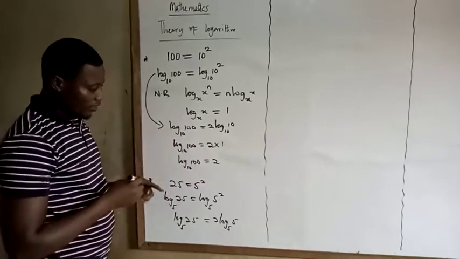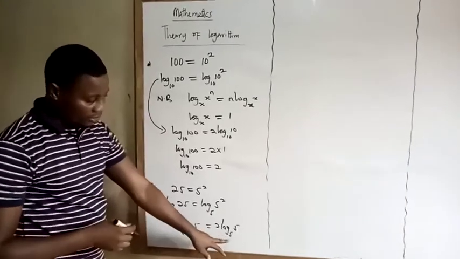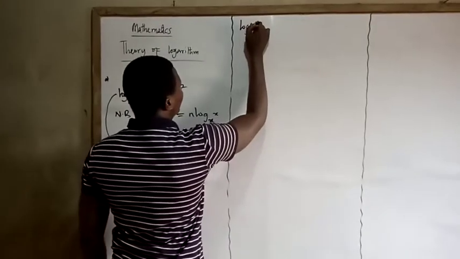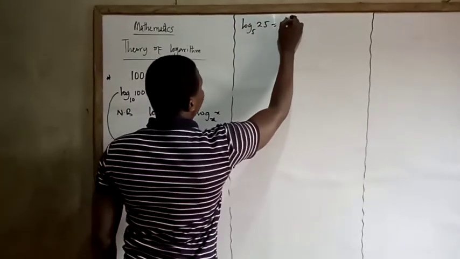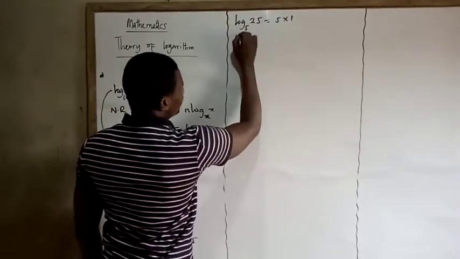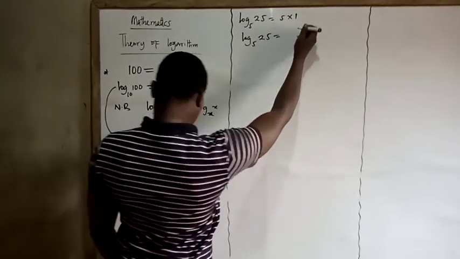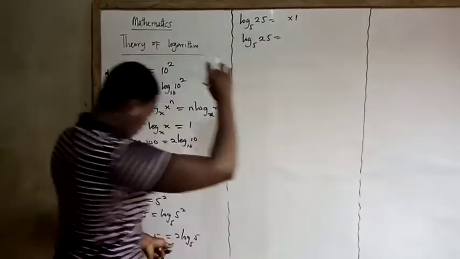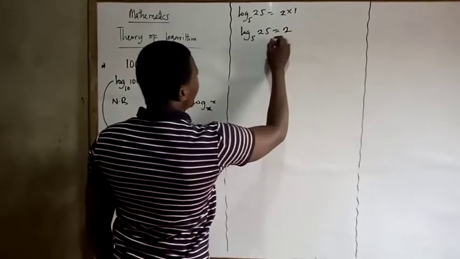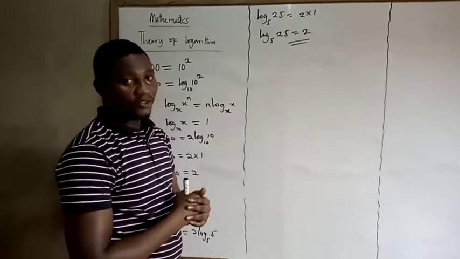And don't forget, when your base is the same as your number, that is log base 5, 5, the logarithm is 1. So we have log base 5, 25 to be 2 times 1, which is 2. So we have it in logarithmic form: log base 5, 25 is going to give us 2.